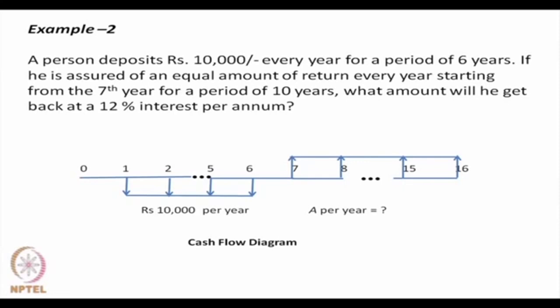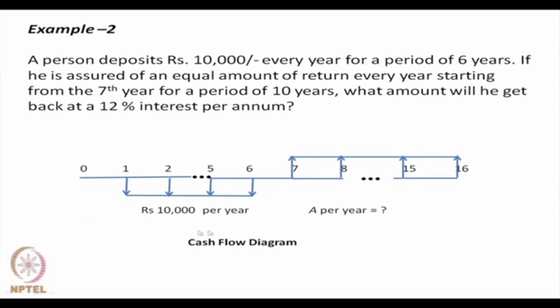We now take up a second example. The example reads like this. A person deposits rupees 10,000 every year for a period of 6 years. If he is assured of an equal payment of return every year, starting from the 7th year for a period of 10 years, what amount will he get back at a 12% interest per annum?